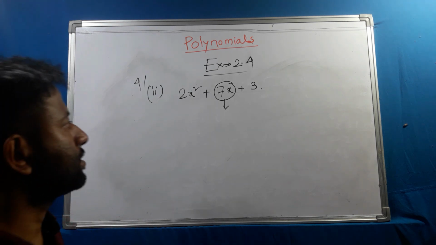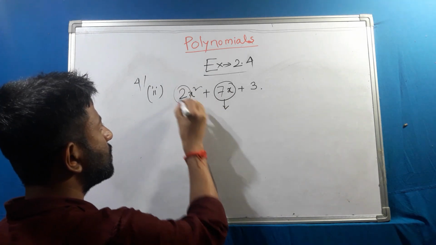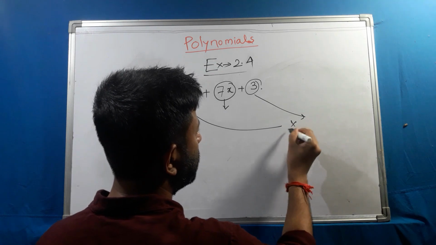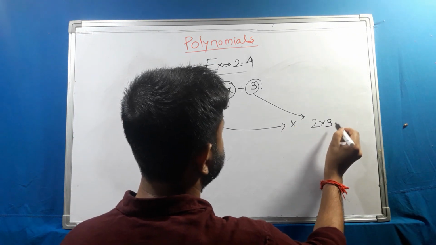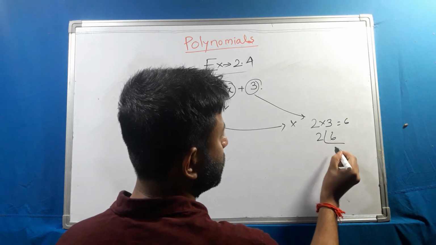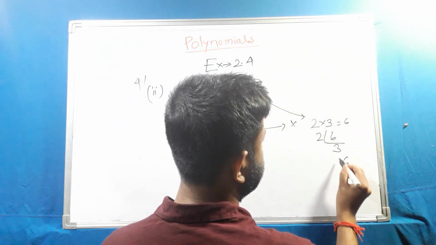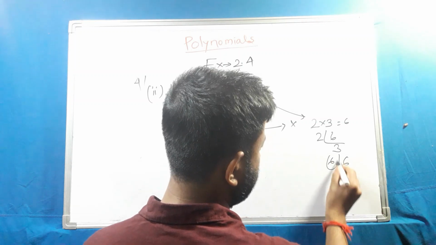For example, for this there are some rules. I have to take this coefficient and this coefficient, and multiply these two. So it's coming 2 into 3, that is 6. Then I have to factorize this 6. 2 into 3 is not coming, so whatever the other factors of 6. So 6 divided by 6 equal to 1. So these are the other two terms.